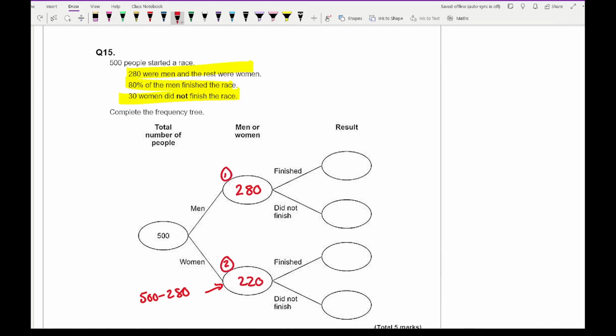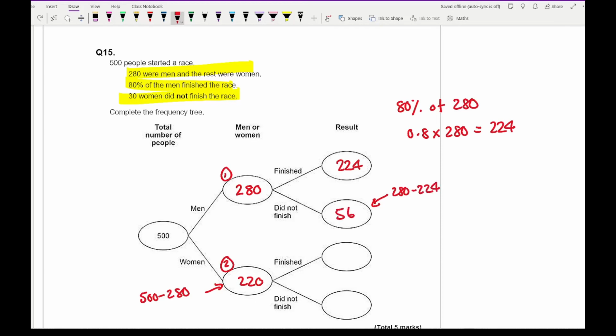For the next one, we know that 80% of men finished the race. So 80%, and the total number of men was 280. So if I do 0.8 times 280 on the calculator, I get 224. So this is going to be 224. And then for this one, it's going to be 280 minus 224, which gives me an answer of 56.